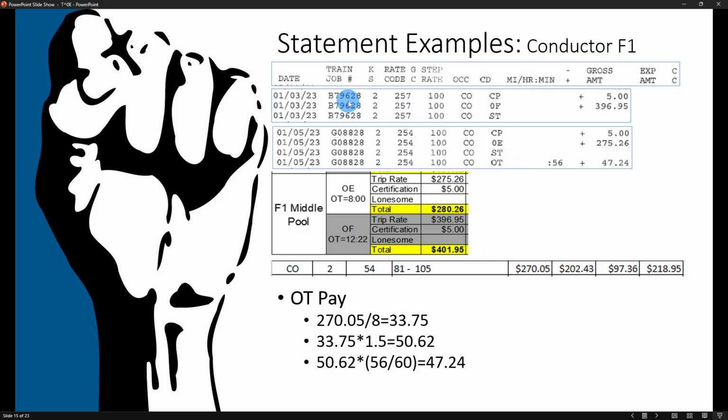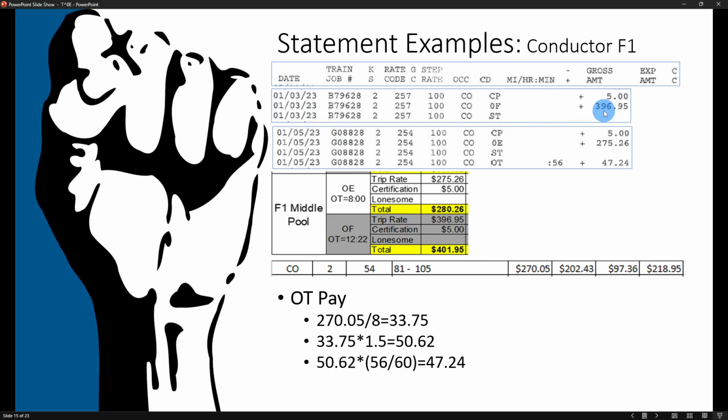January 3rd, there's a B, $796.28. Here's the CP for $5. Here's an OF rate for $396.95. So it's a middle pool here. OF, $396.95. $5 certification.